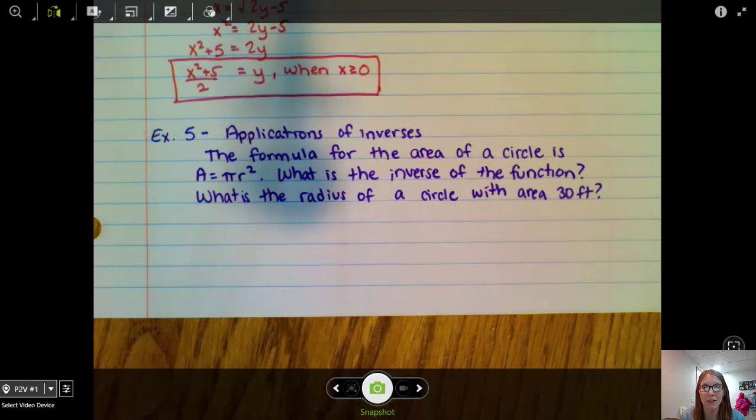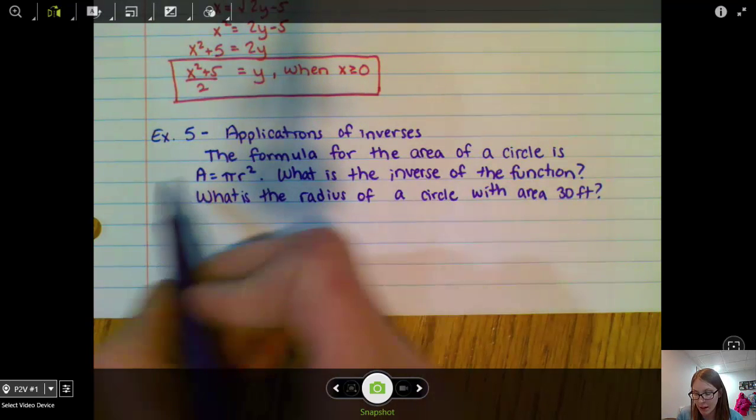Now, applications of inverses is something you actually use a decent bit in life. You probably just don't really think of the mathematical side of things. So here's my example. The formula for the area of a circle is A equals pi r squared. Use that a lot in geometry. We want to find the inverse of the function.